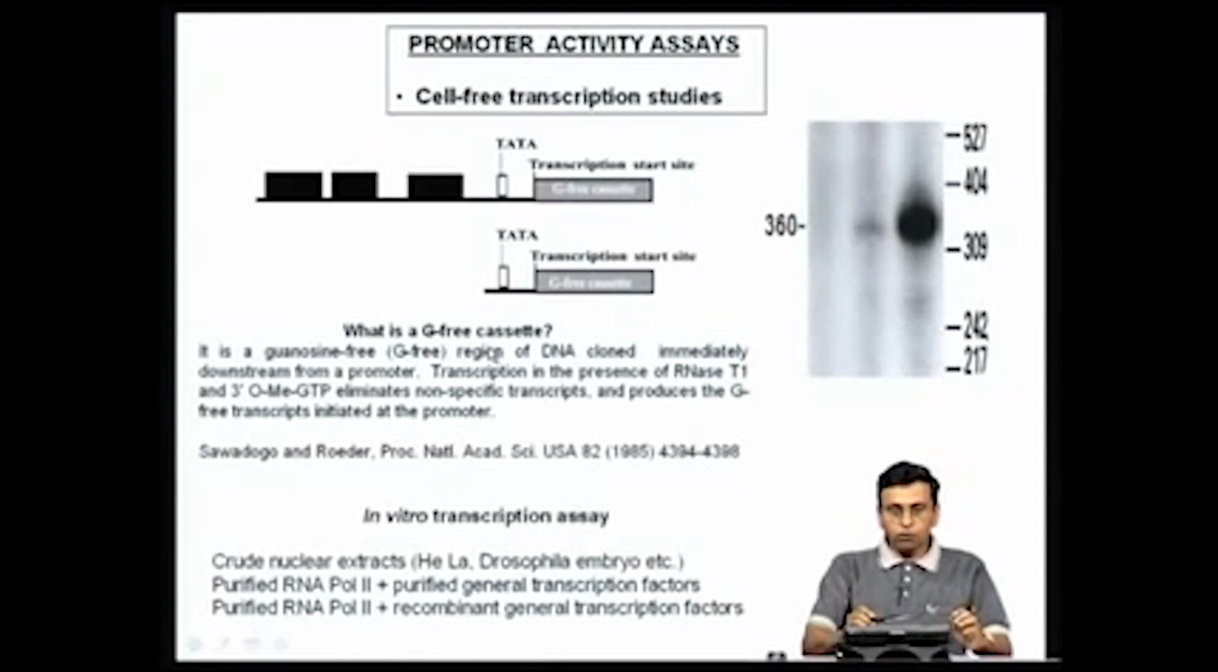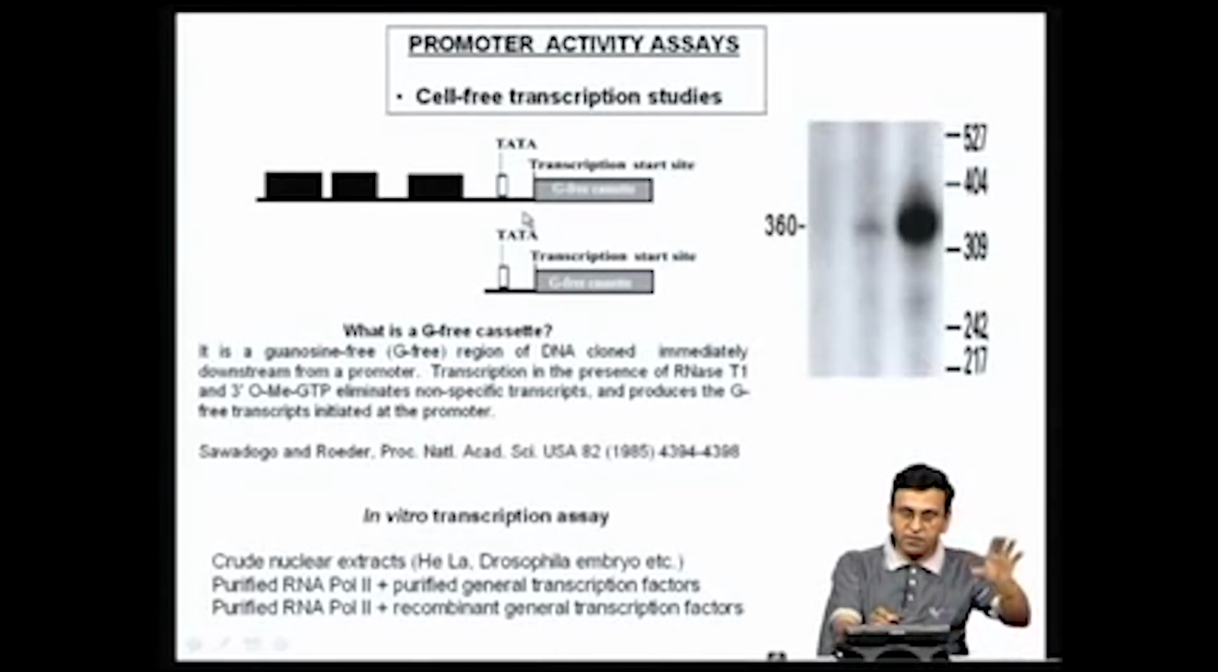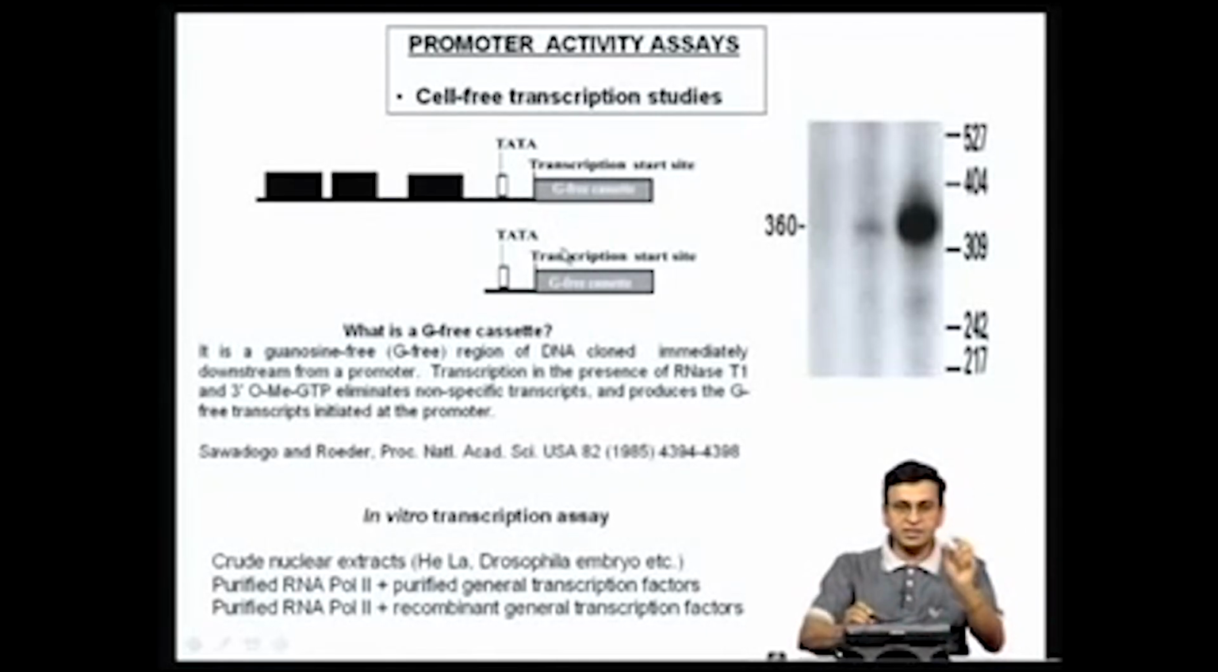Now, what you do, for example, if you are interested in studying this particular promoter which contains a TATA box and transcription start site here, in a cell free transcription system or an in vitro transcription system, just like we cloned a reporter gene downstream of the transcription start site for the transfection assays, in this particular case you clone what is called a G-free cassette downstream of this promoter region. Now, what is a G-free cassette? A G-free cassette is a guanosine free region cloned immediately downstream of the promoter. That means this template contains only C, A and T residues, it has no G residues.